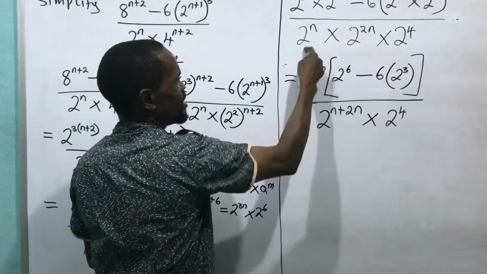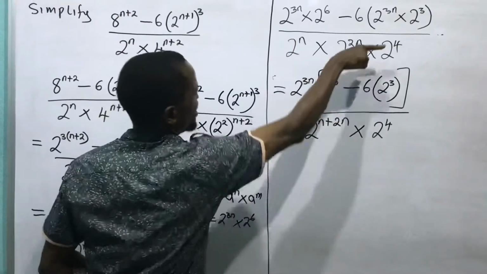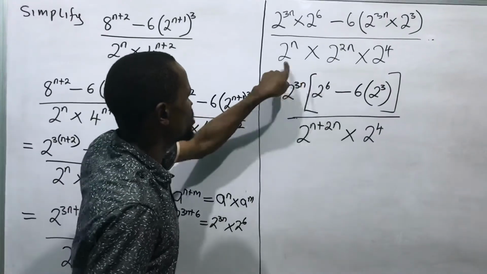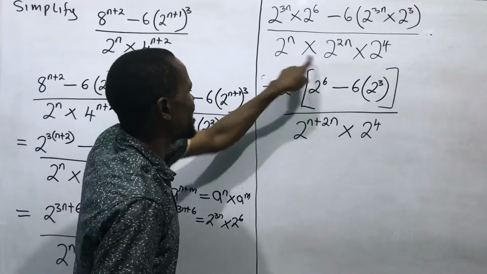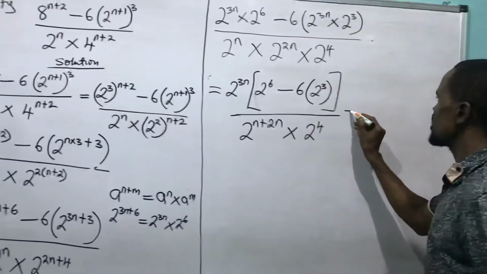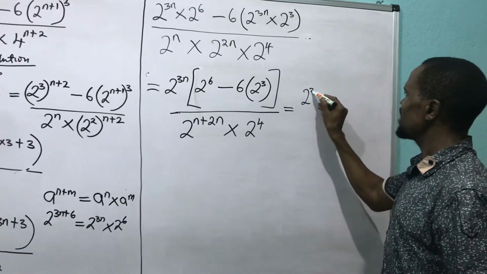This time, they are the same base. Are they of the same base? Yes. Are they multiplying themselves? Yes. Add their power. That's what I did here. Are they of the same base? Yes. Are they multiplying themselves? Yes. Add their power. That's what I did here. And that will go over here to be what? 2 raised to power 3n.